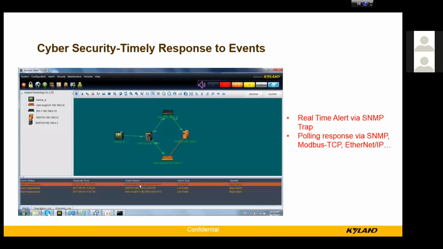And another thing is that we have an additional network management system to cooperate with the Ethernet switch and monitor the whole network. The switch can send real-time alerts via the SNMP protocol, and the network management system can vice versa send control and responses via SNMP, Modbus TCP, and EtherNet/IP, and of course 61850 and MMS.